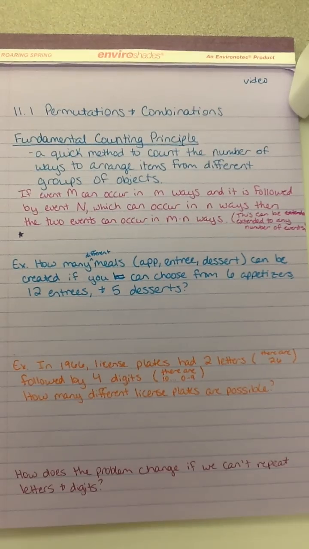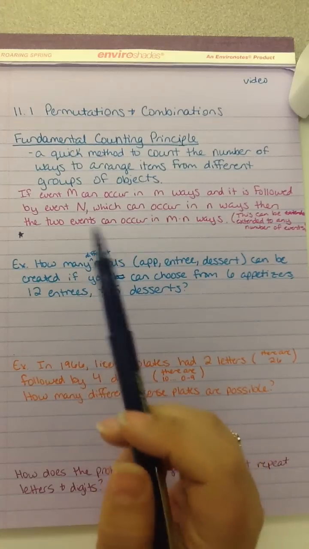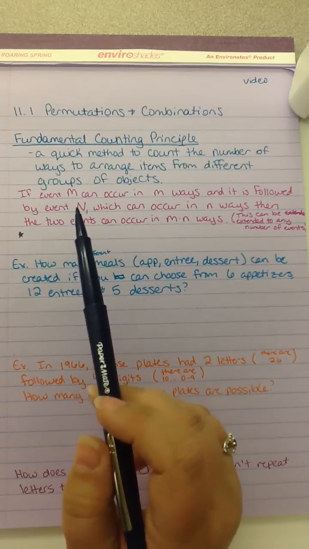In this video, we are going to talk about permutations and combinations as well as the fundamental counting principle. As you can see, I already have some stuff written down. You can just pause the video and write down what you need to as we go along. The fundamental counting principle is how we're going to start.